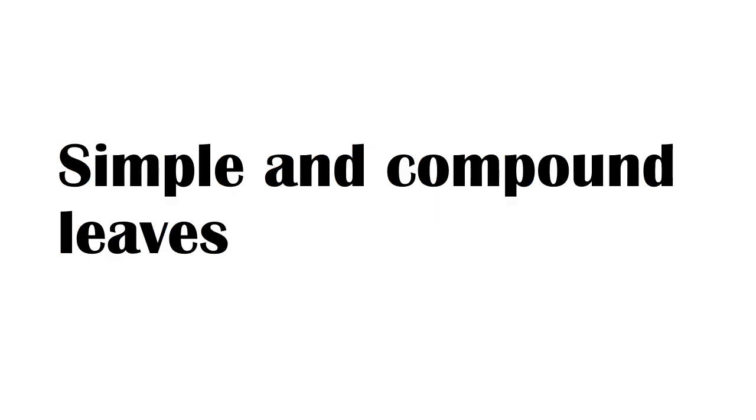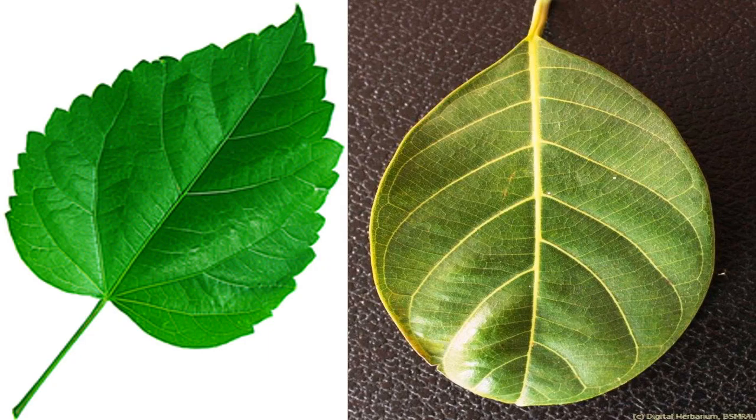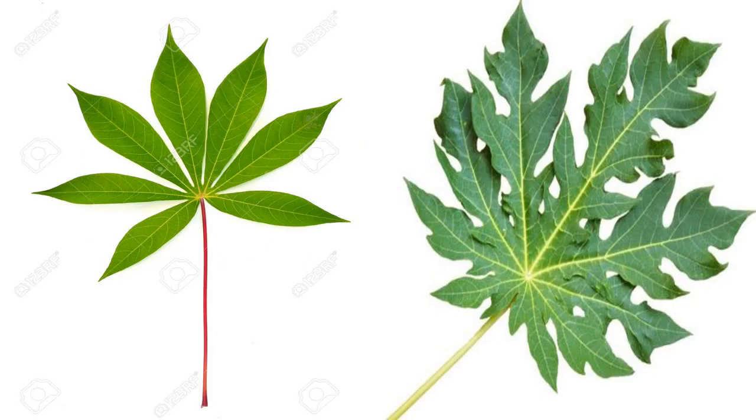We are moving to our next main topic, simple and compound leaves. When the leaf blade of a leaf is not divided into segments, it is called a simple leaf. We can see simple leaf types in shoe flower and jack. The leaf blade of some simple leaves is partially divided into segments, like manioc and pepper.